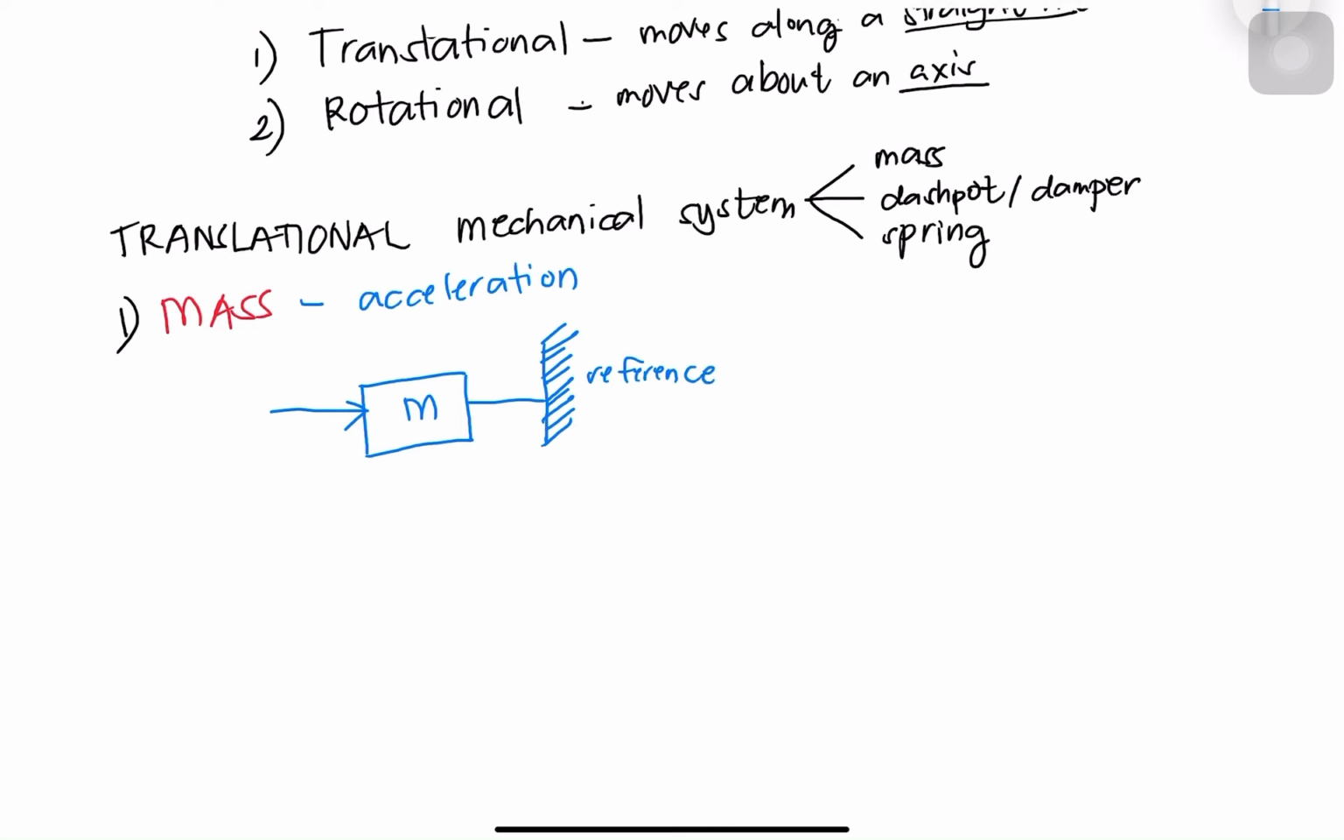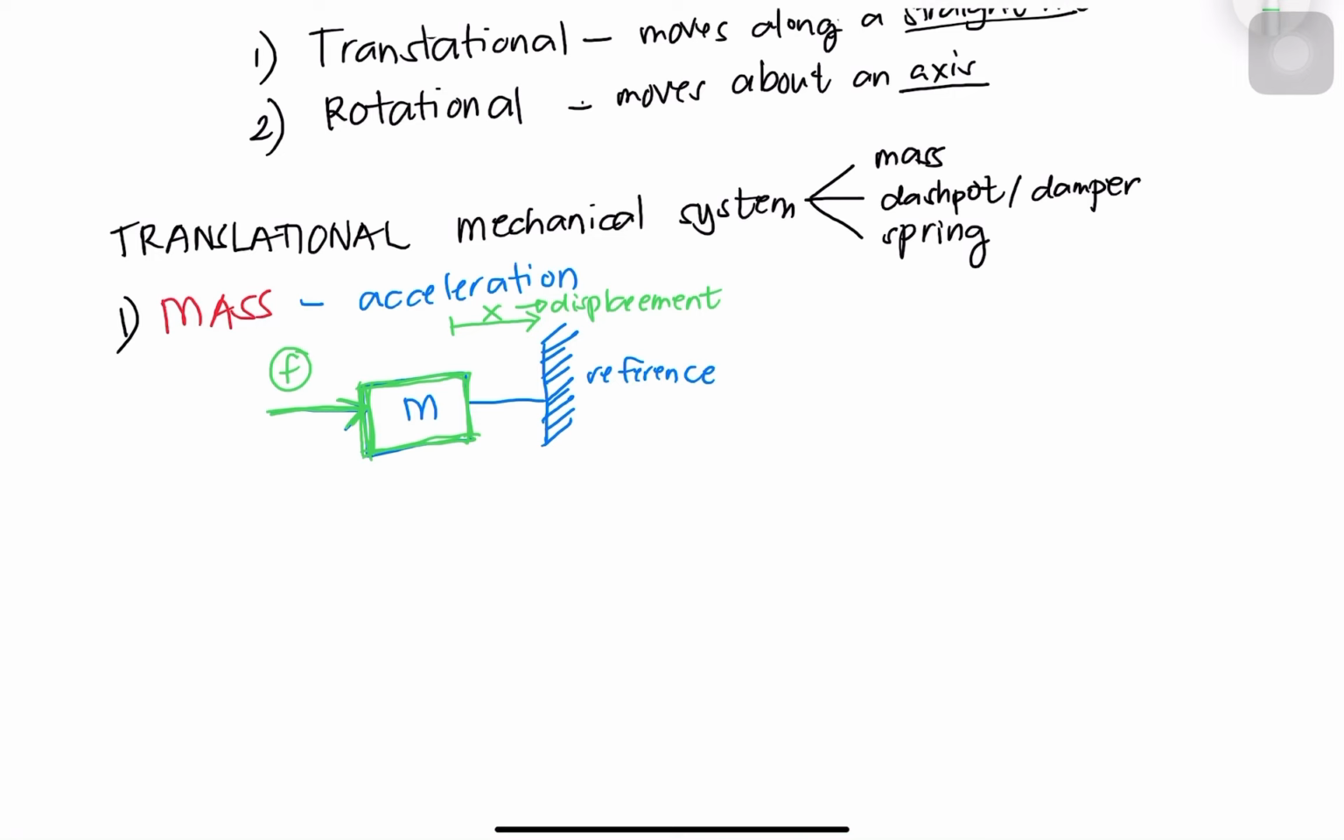So, with mechanical system, we deal with force. So for this one, we have an external force here. Okay. And we also have the x, which is displacement. Displacement meaning the movement of the object itself. So this is the object. And mass is denoted by this triangle.